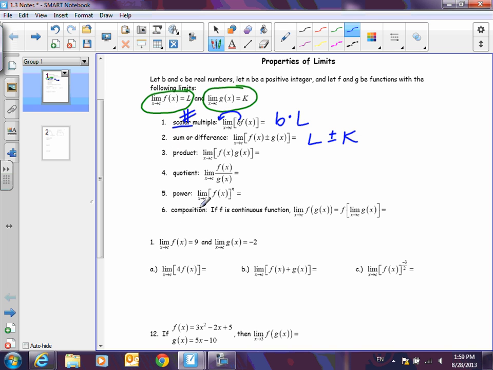So in going with that, number 3, product, the limit of f of x times g of x, what do you think that equals? L times k. So instead of having to multiply 2 functions together and then take a new limit, you could just multiply the 2 limits together. And remember, limits are numbers. L and k are just representing numbers. So multiplying 2 numbers is a lot easier than having to do a whole bunch of algebra. Okay, what about 4? What do you think that's equal to? There you go.